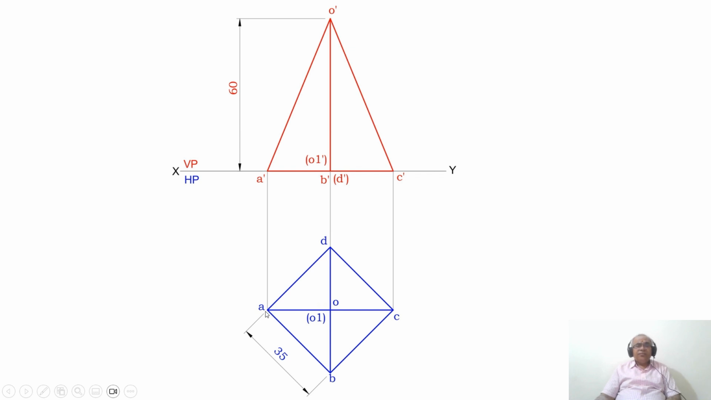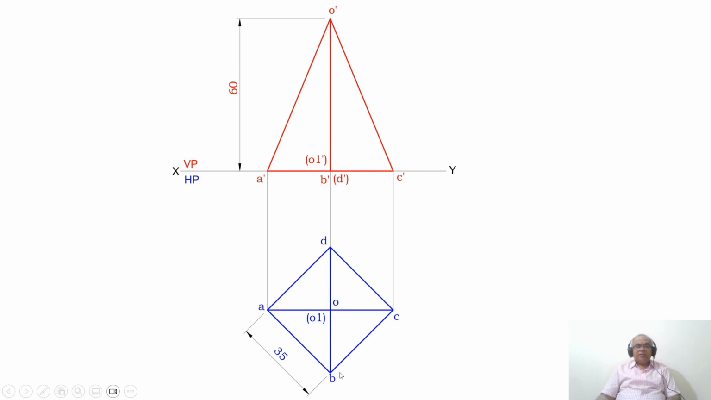Here, if you see, A is one corner and C is the other corner, which you can see here as A dash and C dash. And here, which is the base? The base is A dash B dash, B dash C dash, C dash D dash and D dash A dash. So these base edges are parallel to HP. Therefore, you are getting the true length in HP. That is, AB equals BC equals CD equals DA, which is the side equal to 35.